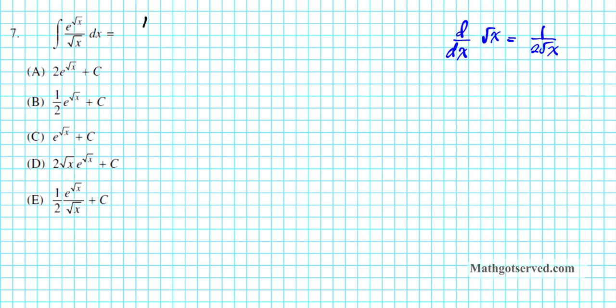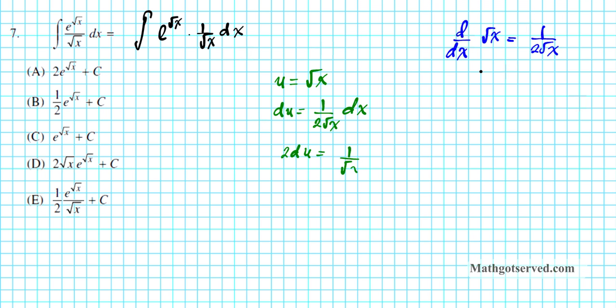Okay? So let me make it explicit. Integral of e to the root x times 1 over root x dx. So the derivative of this is a multiple of that, as illustrated here. Okay? So we're going to use u substitution here. Let's call u, u is root x. So du is going to be 1 over 2 root x. If you apply the power rule to x to the 1/2, you end up with this. We don't have time to waste, so let's just skip that. Multiply both sides by 2, so you're going to have 2 du is equal to 1 over root x dx.